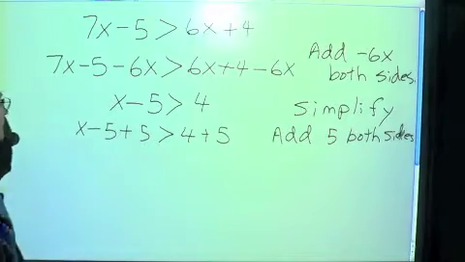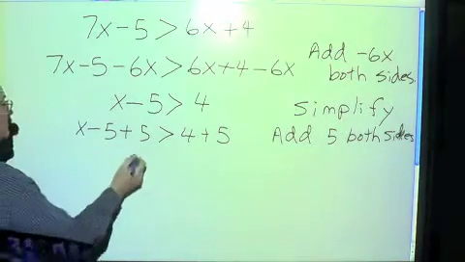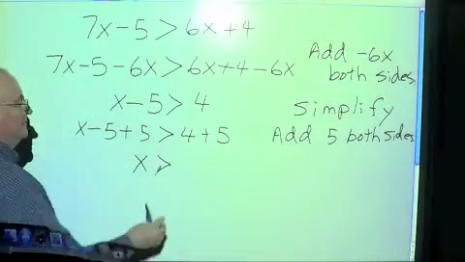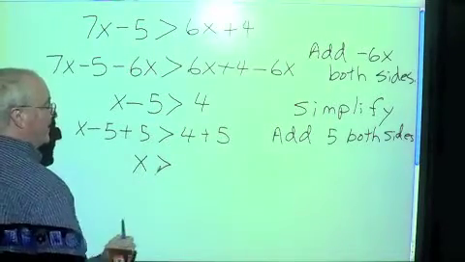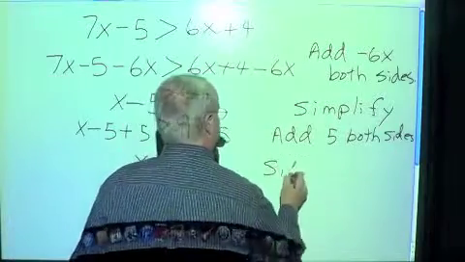Let's simplify that. Negative 5 and a positive 5 is going to make 0. Simplify that. 4 plus 5 is 9. All we did was simplify.